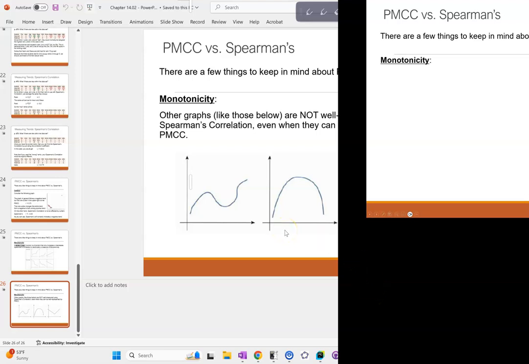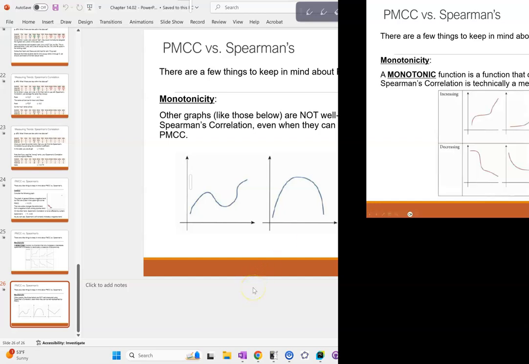So a little piece of vocab here that applies to Spearman. When we describe a function, we can talk about monotonicity, or whether the function is monotonic or not. Monotonic has two types: monotonically increasing and monotonically decreasing. If you're monotonically increasing, the function is growing or staying the same, so it's either increasing or level for the entirety of the function.